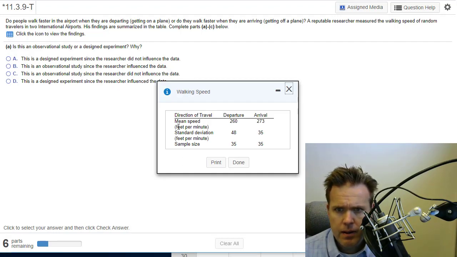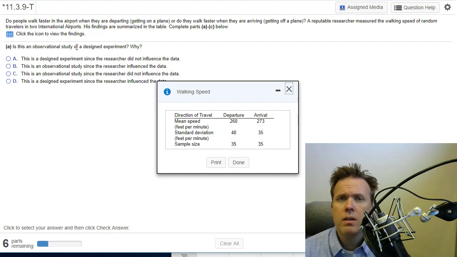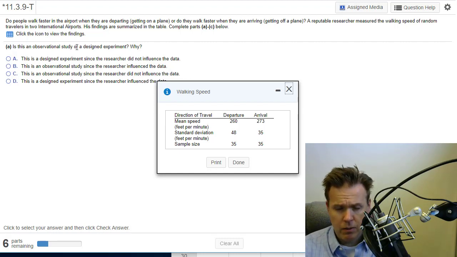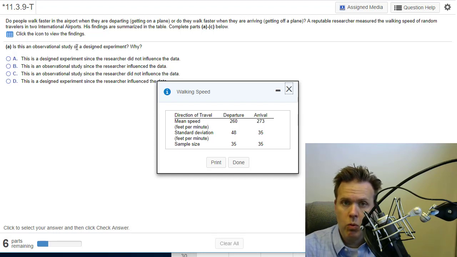Okay, so we have the mean speed when they depart versus the arrival, and standard deviation and the sample size for each. So is this an observational study or designed experiment? So we haven't talked a lot about this in a while, right? It hasn't been probably since chapter 1 or so.